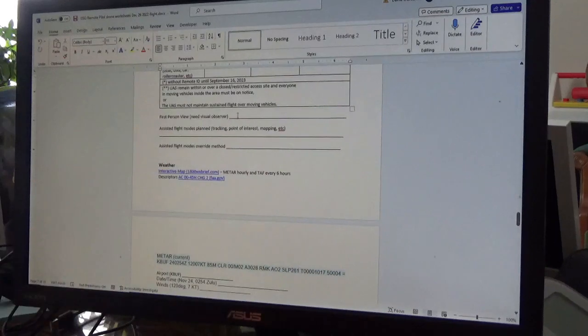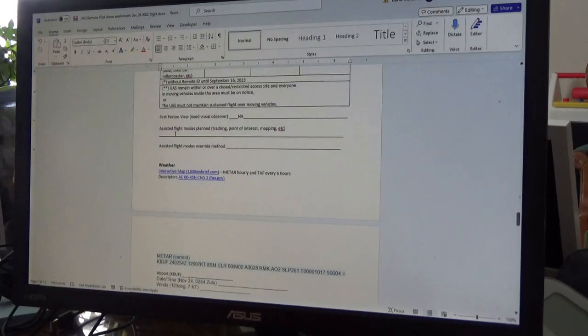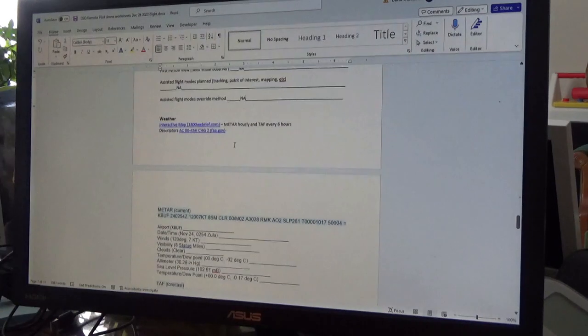First person view, we're not using first person goggles. I'd need an observer to do that. Assisted flight modes such as tracking, points of interest, mapping, those kinds of things. We're not doing that. And so we don't need an override method. And now we're into the weather. I'm going to take a pause and I'll be right back.